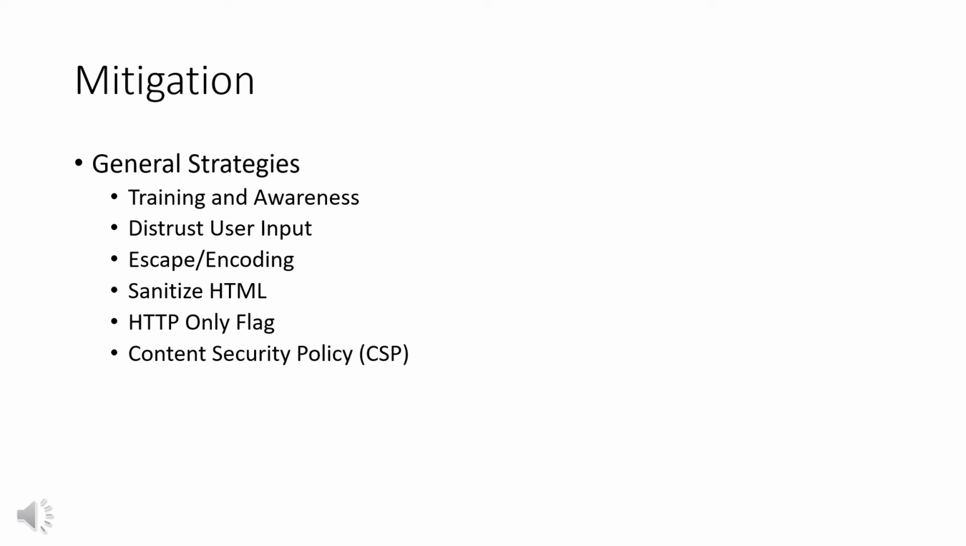This is a dev-side mitigation where not only the developers, but also DevOps, QA, and sysadmins are aware of the fact that their website could be vulnerable to XSS attacks, and they proceed with development likewise. The second one is distrust user input, where we treat input from authenticated and internal users the same way as we treat public input. The third is using appropriate escaping and encoding techniques depending on where user input is to be used.